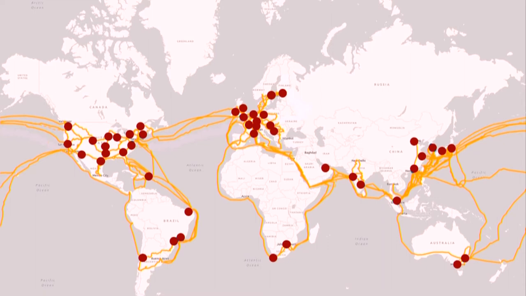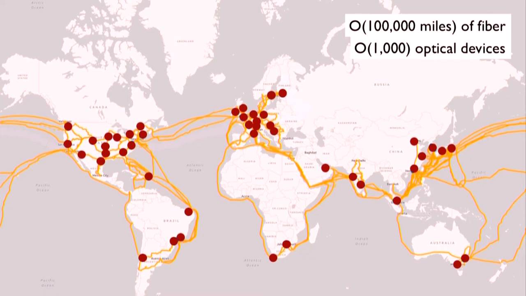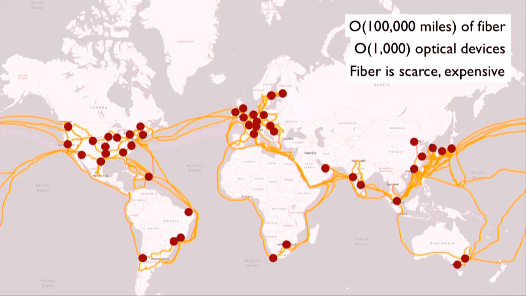What, however, has not been looked at is this underlying optical topology that makes this wide area network possible. This optical topology consists of 100,000 miles of fiber, and thousands of optical devices that connect switches and routers to the fiber. And as you can imagine, fiber is an expensive resource. It's scarce. It often requires manual effort to lay this fiber down.